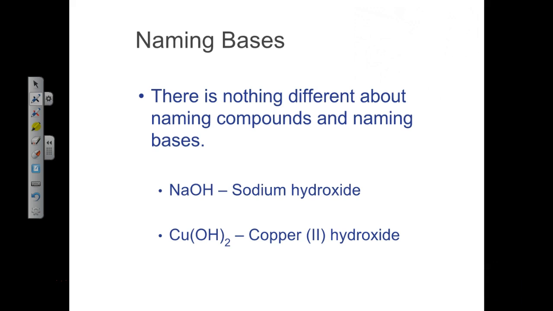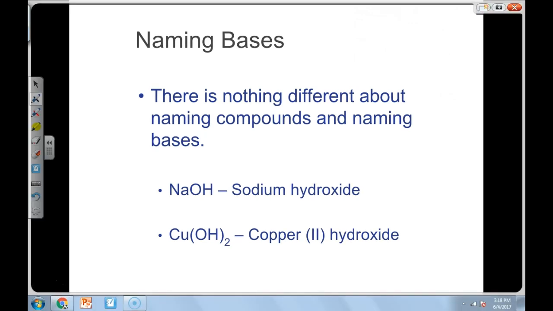Now when we name bases, we actually don't have to change anything at all about how we name things. So we go back here, sodium hydroxide. We split this up: sodium, and we name this polyatomic ion as hydroxide. We look at the metal. The metal is not a transition metal, so we don't put the charge there. Now we do the same thing here. We have hydroxide and copper, so it's copper hydroxide.